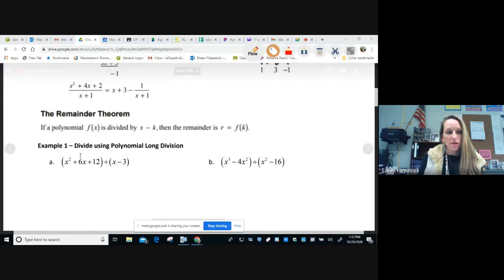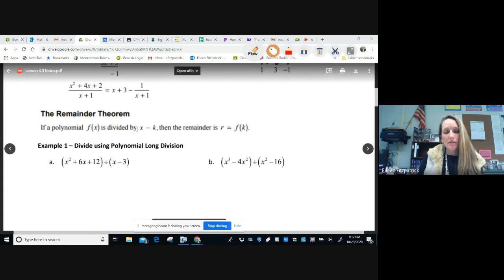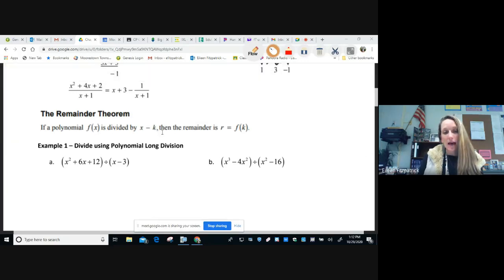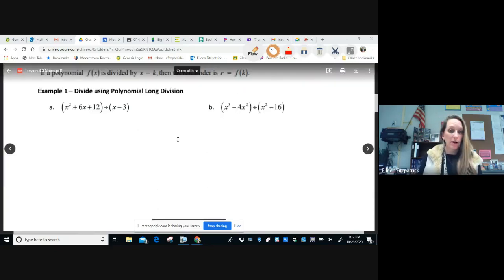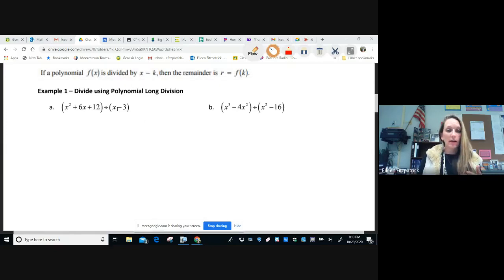The remainder theorem: if a polynomial f of x is divided by x minus k, then the remainder r is equal to f of k. And I will explain this more in a problem that we're going to look at in just a moment. This is a 2-day lesson, so I'm only going to do half of the problems today, and then I'll do the other half tomorrow so that you guys get lots of examples to work off of.